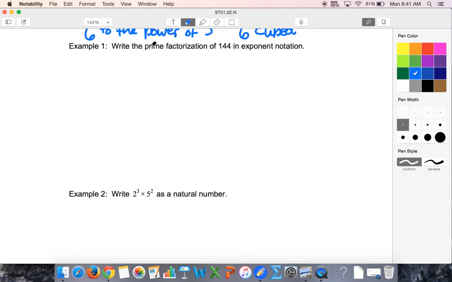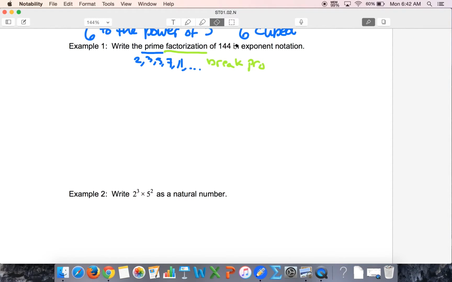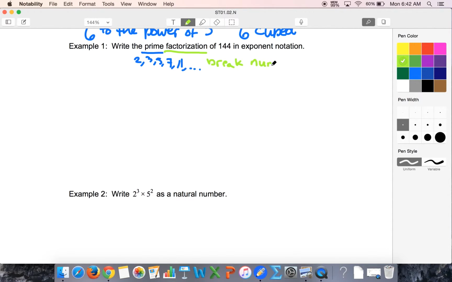So prime, again, this is one of our vocab words, prime numbers 2, 3, 5, 7, 11, etc. Factorization is when we write things as a multiplication problem. So we're going to break our number into a product. So we're going to turn it into multiplication.